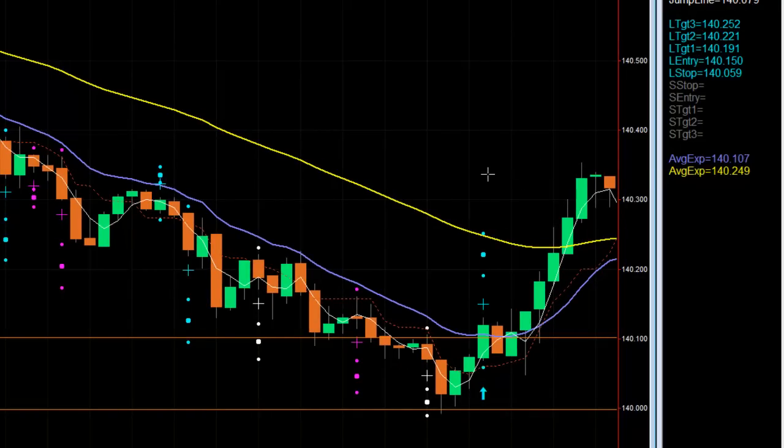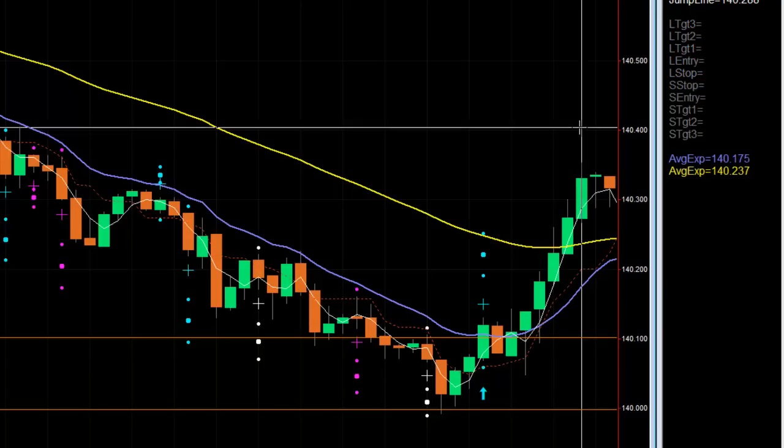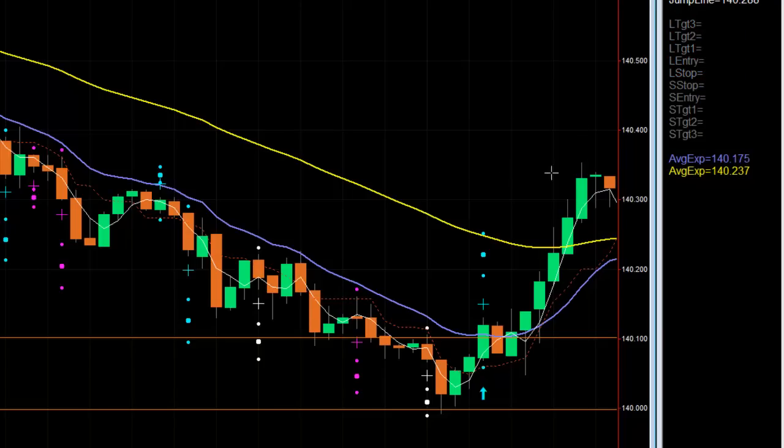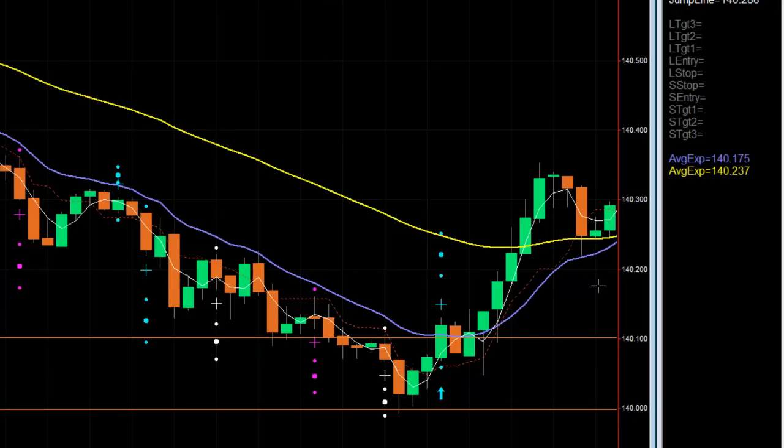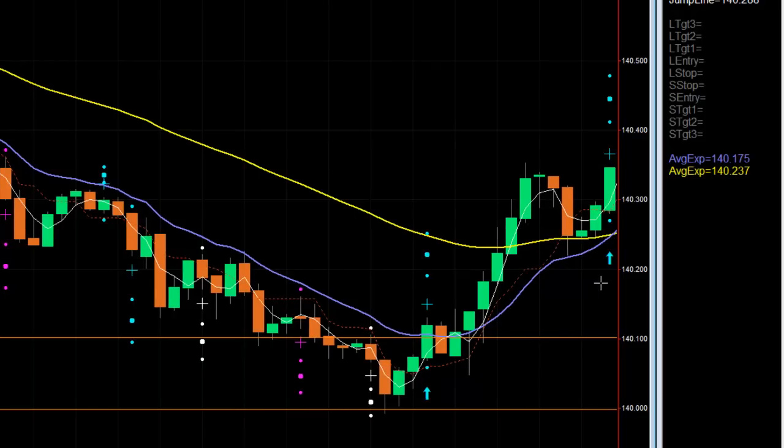We're going to 140.33 and 140.43. So this one easily makes its 15 pip target with position 1. Meanwhile, we've locked in a pip of profit and we are now trailing the purple line. That's our trailing indicator, and that holds the price really nicely. As you can see, it comes down and just barely touches it.